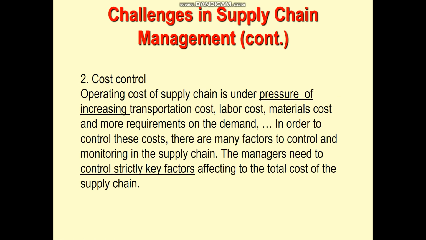And the second one is cost control, because the operating cost of the supply chain is increasing nowadays, like transportation cost, labor cost, and material cost, so the supply chain manager needs to control the key factors that affect the total cost of the supply chain so that we can minimize the cost.